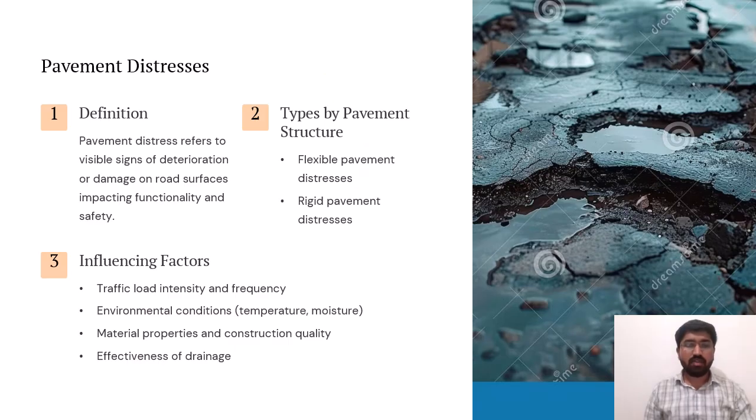Pavement distresses. Definition. Pavement distress refers to visible signs of deterioration or damage on road surfaces, impacting functionality and safety. Second is the types of pavement structures: flexible pavement distresses and rigid pavement distresses. Influencing factors: traffic load intensity and frequency, environmental conditions, temperature, moisture, material properties and construction quality, effectiveness of drainage. Pavement distress refers to visible signs of deterioration that indicate the pavement is no longer performing as intended.